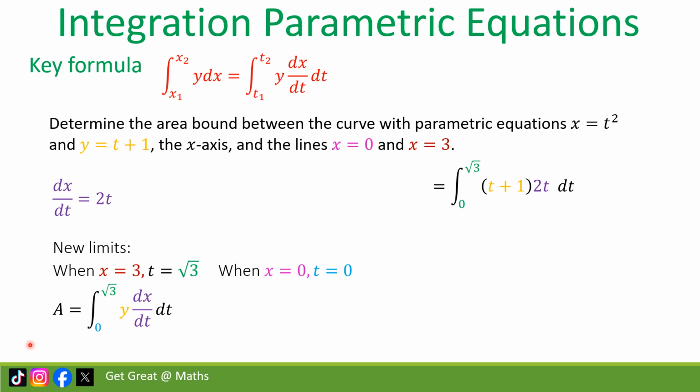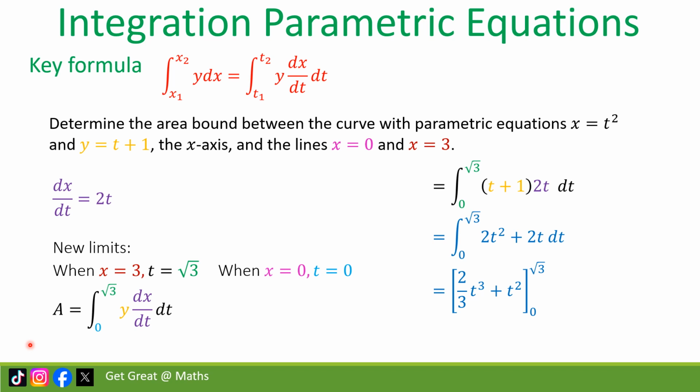I can expand the brackets, which gives me 2t squared plus 2t dt. Now I can integrate both of these terms, and they're going to be integrated between root 3 and 0. So I get 2t squared, add 1 to the power gives you 3, divide by the new power 3, so that's 2/3 of t cubed. The integral of 2t, add 1 to the power of t, which gives you squared, divide by 2, the two 2's cancel, leaving you just with t squared, between root 3 and 0.